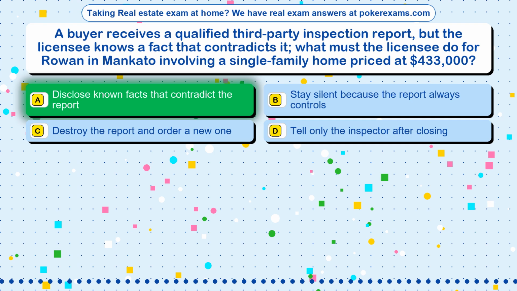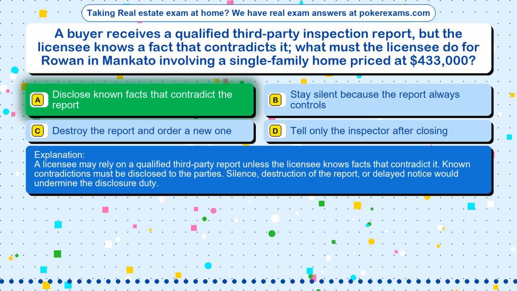The correct answer is option A. Disclose known facts that contradict the report. A licensee may rely on a qualified third-party report unless the licensee knows facts that contradict it. Known contradictions must be disclosed to the parties. Silence, destruction of the report, or delayed notice would undermine the disclosure duty.